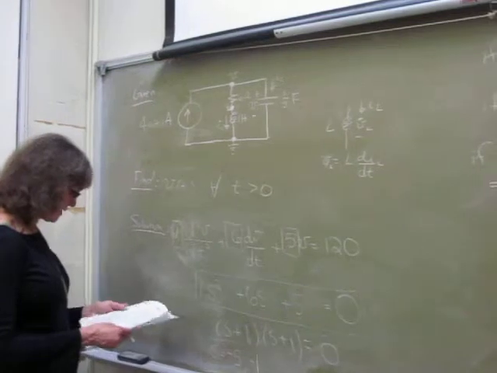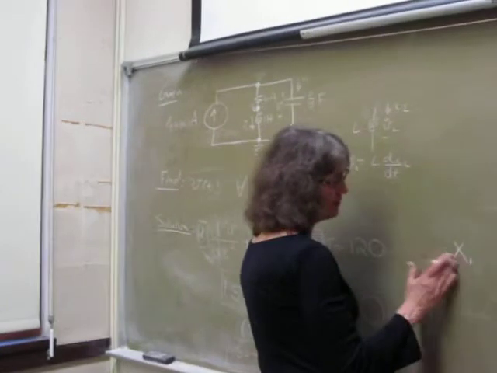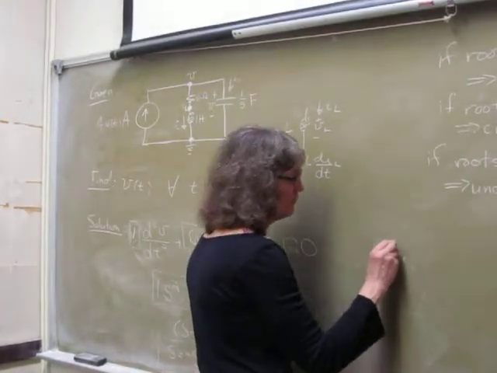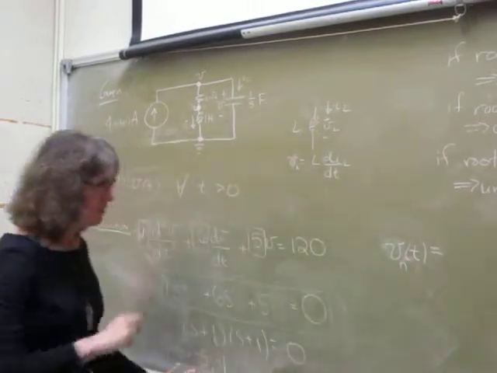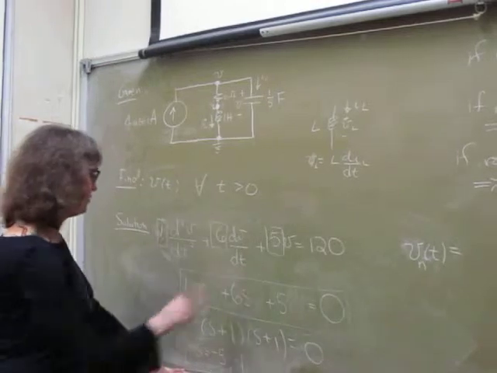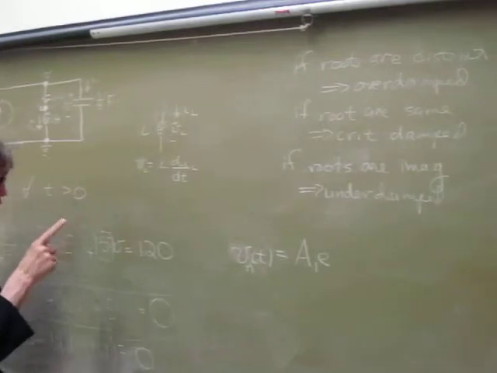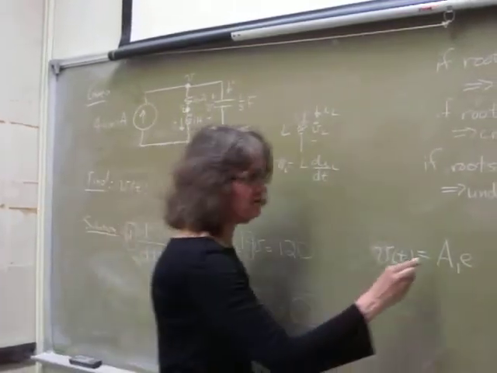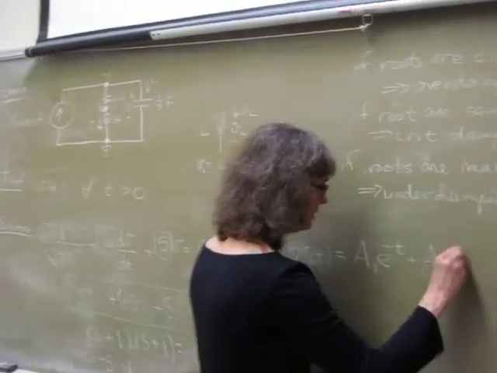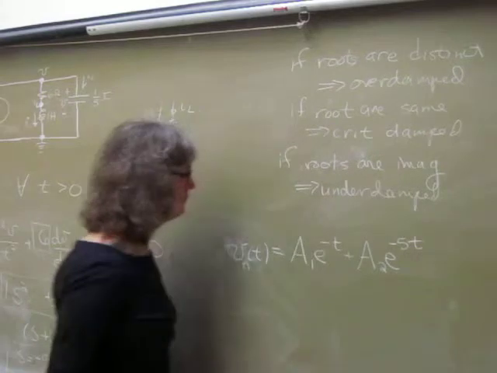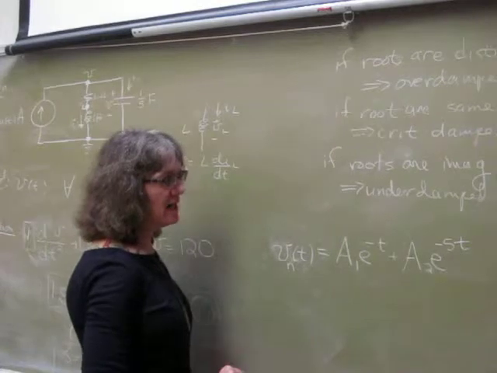So I know that the natural part of my solution is, and I don't have to say X because I know that I'm looking for my voltage. So the natural part of the voltage, the solution to this differential equation, is A1 e to the S1 t, so I'll take minus 1 first, so e to the minus t, plus A2 e to the minus 5t. So there I have it. There's the natural part of the solution. It's got two arbitrary constants.